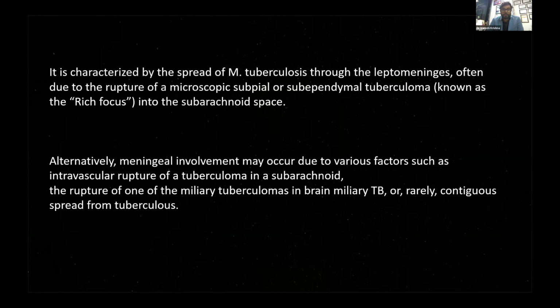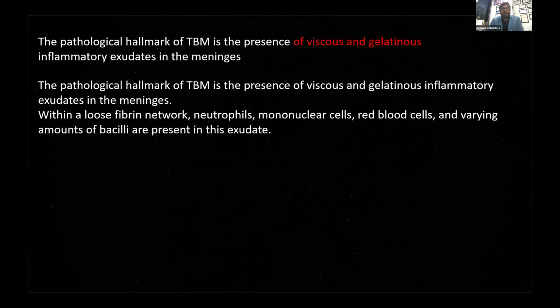In the imaging, the pathological hallmark of TB meningitis is the presence of viscous and gelatinous inflammatory exudates in the meninges. With a loose fibrin network, neutrophils, mononuclear cells, red blood cells, and varying amounts of bacilli present in these exudates.